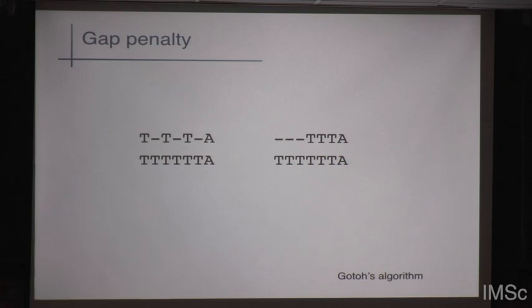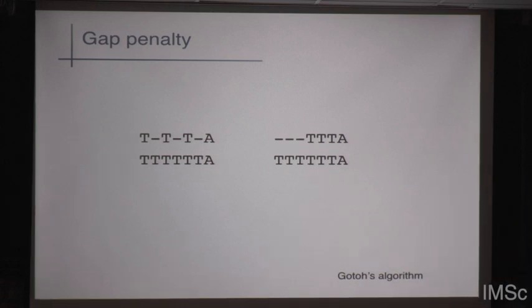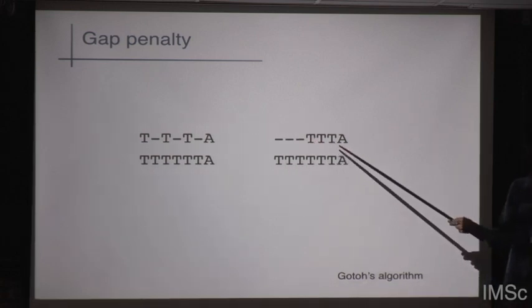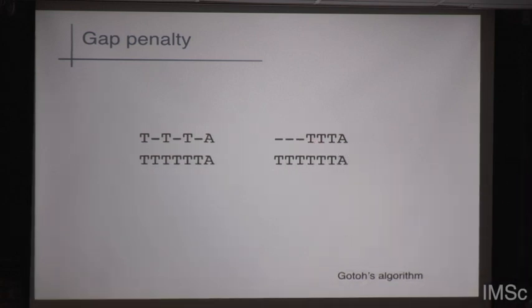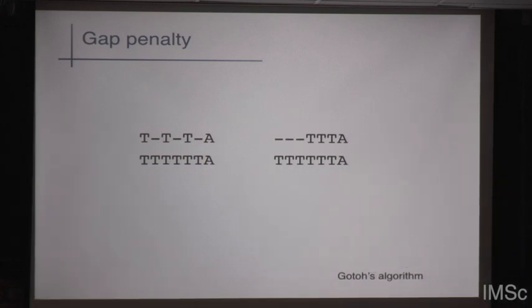Correct? You agree? Because you have to match three of the T's with a gap, and the A has to be matched, and the others, you can just choose your T's. Now, if you ask a biologist, she might prefer this one rather than that alignment. Would you agree?